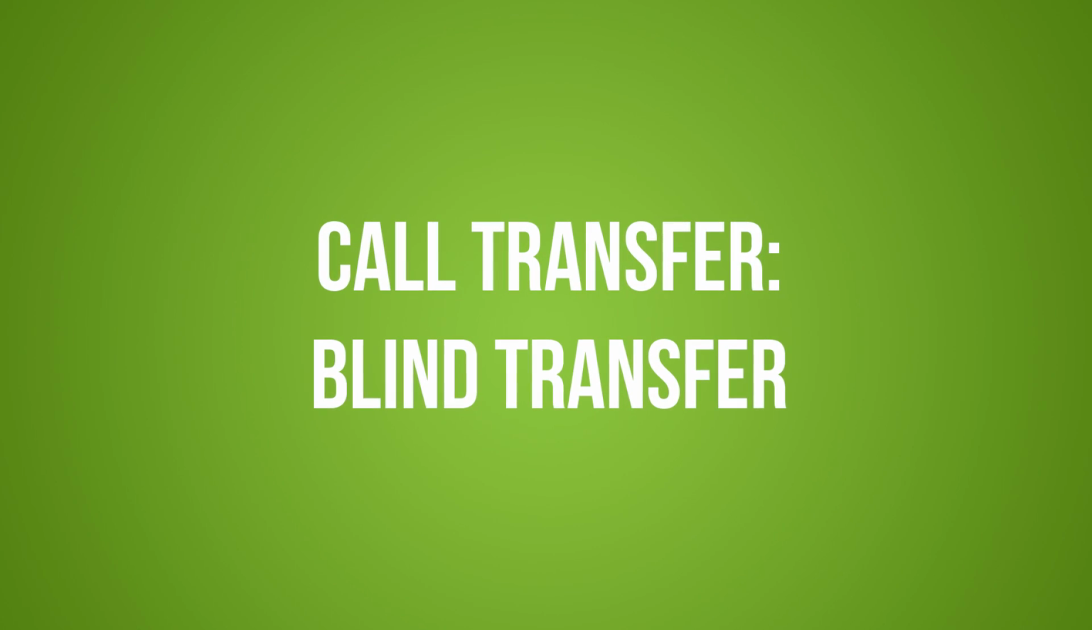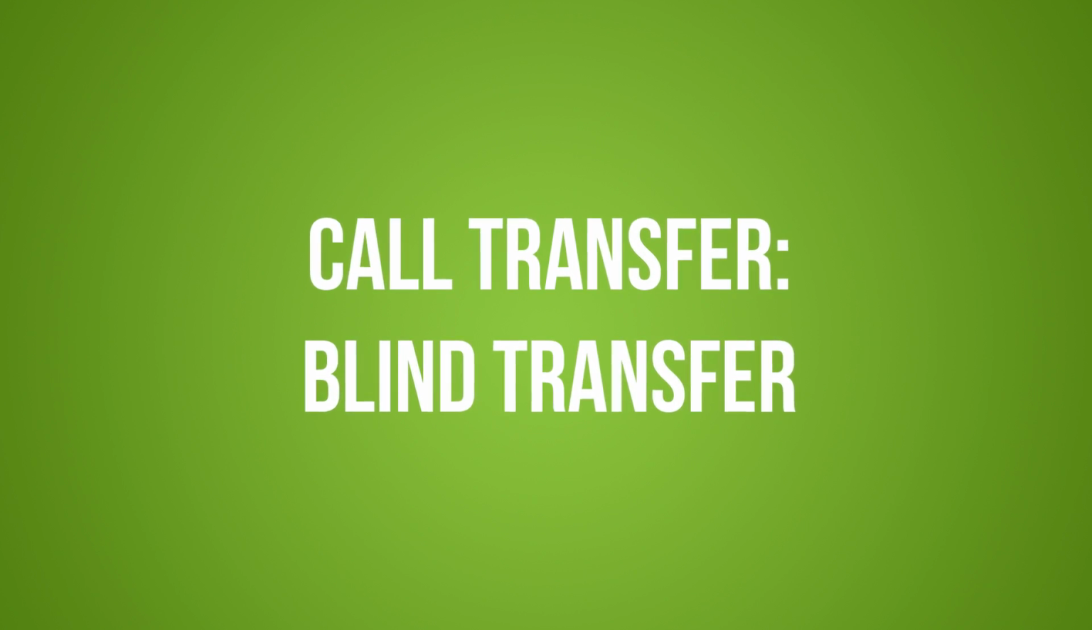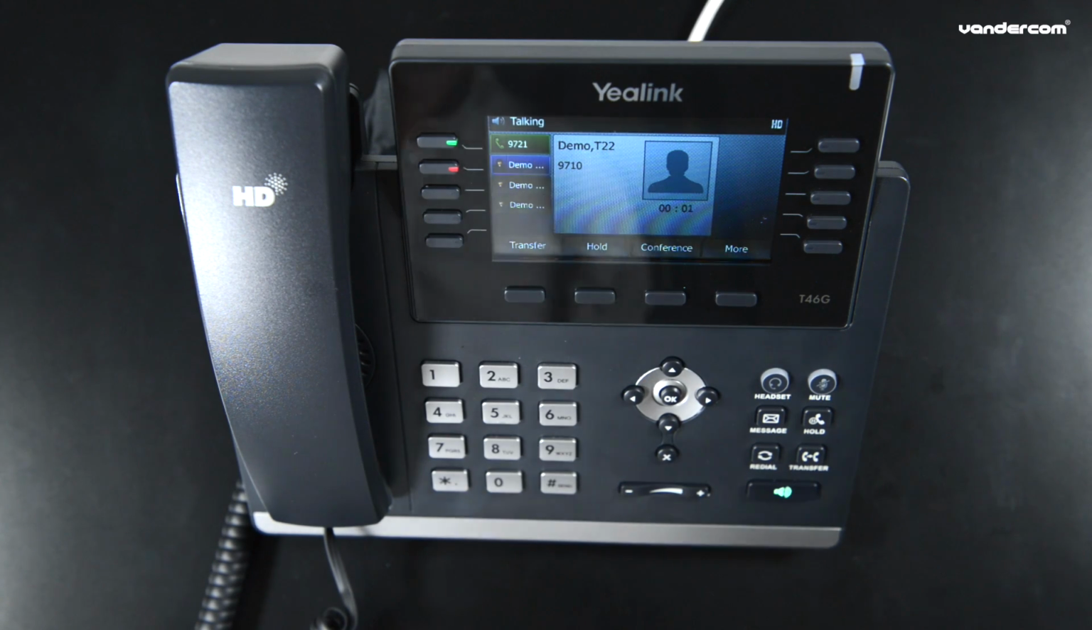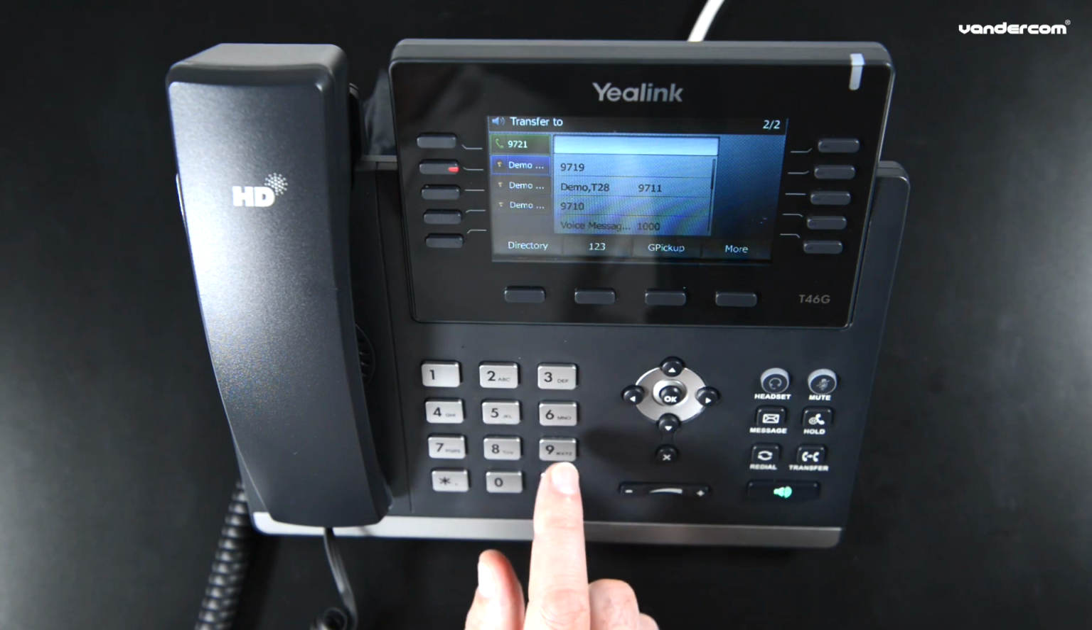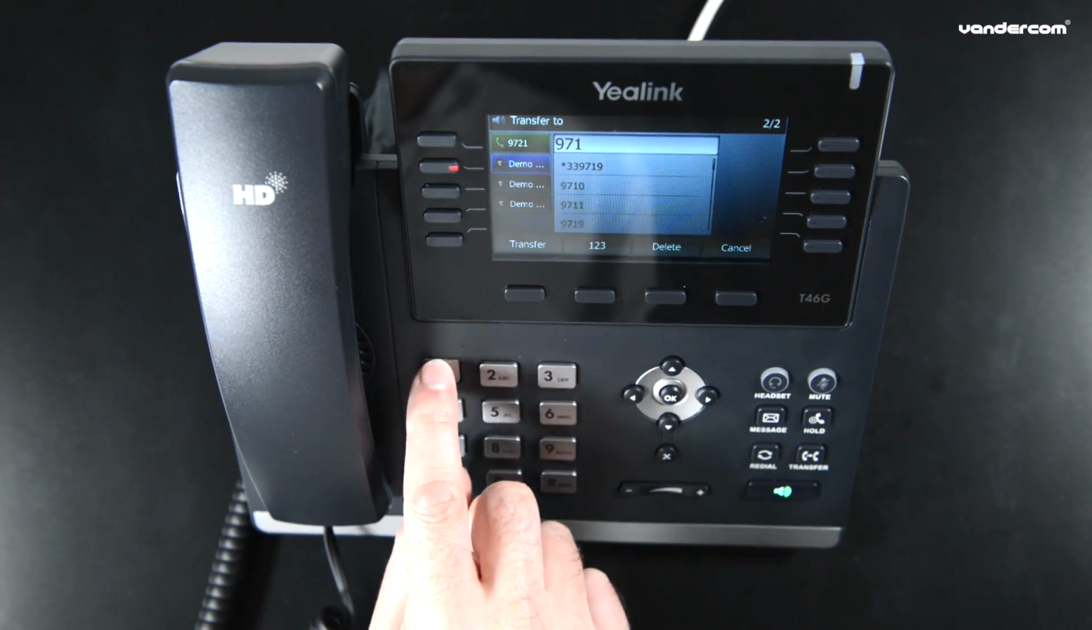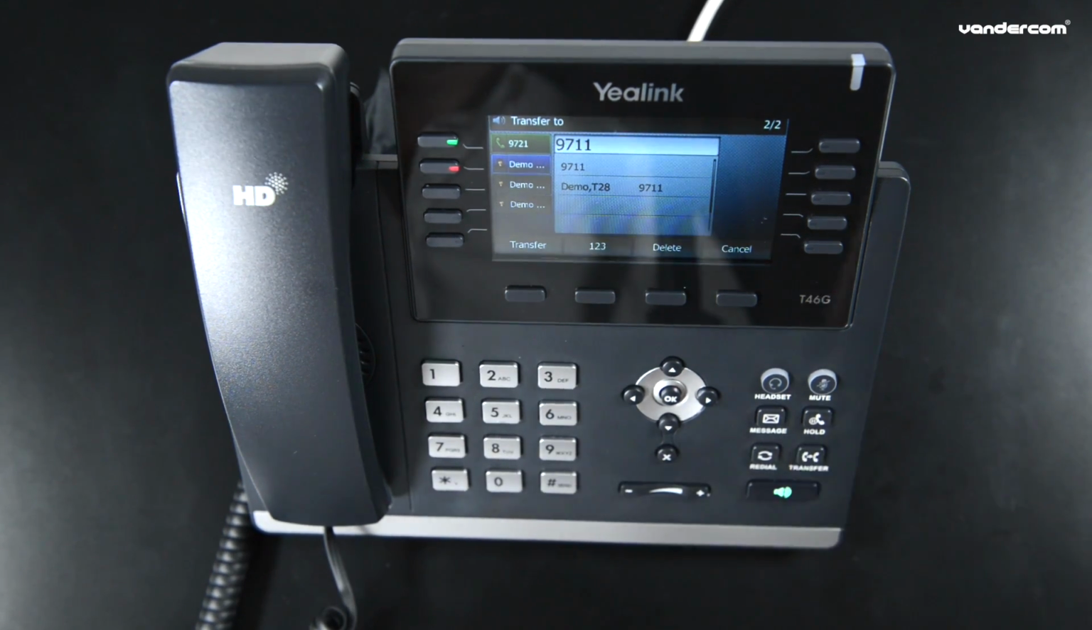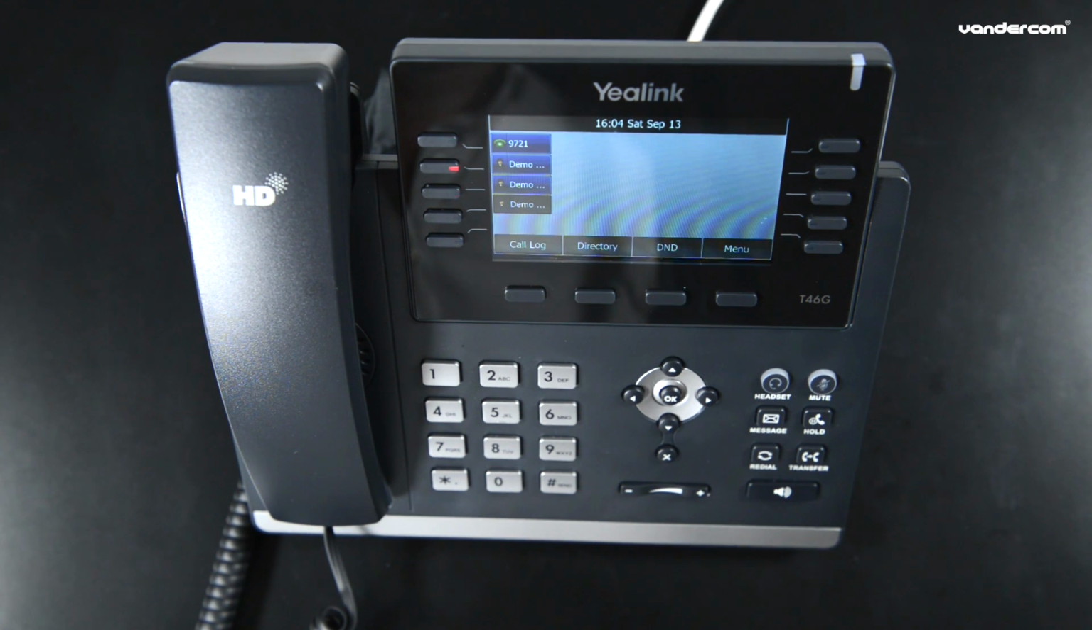Call transfer. Blind transfer. This one is useful in an office where a colleague is just opposite you. When a call is in progress, press transfer. Enter the number to transfer or the speed dial key if set up, and press transfer or replace the receiver, and the call is passed.